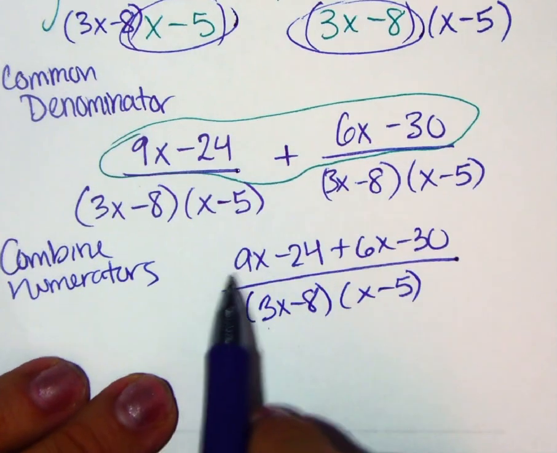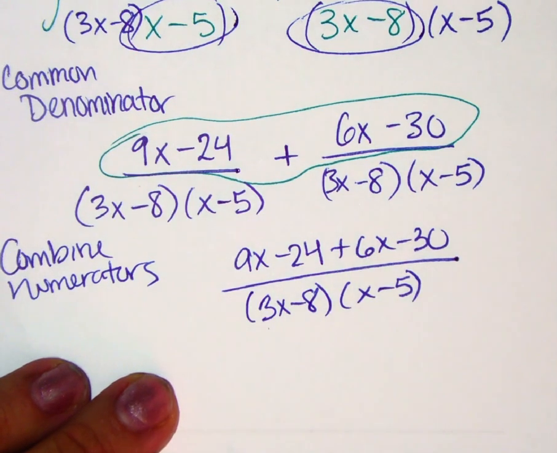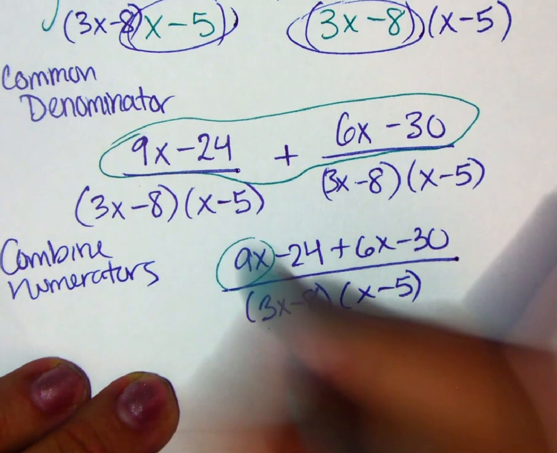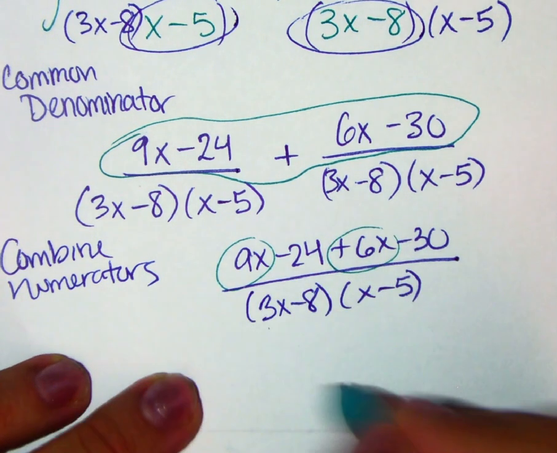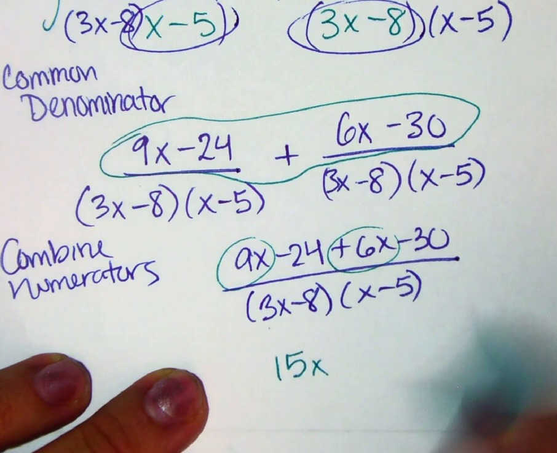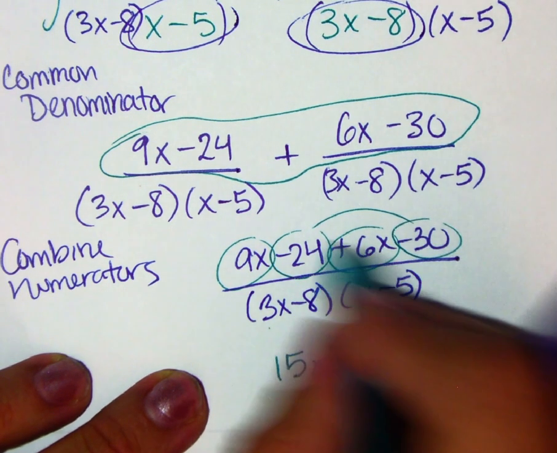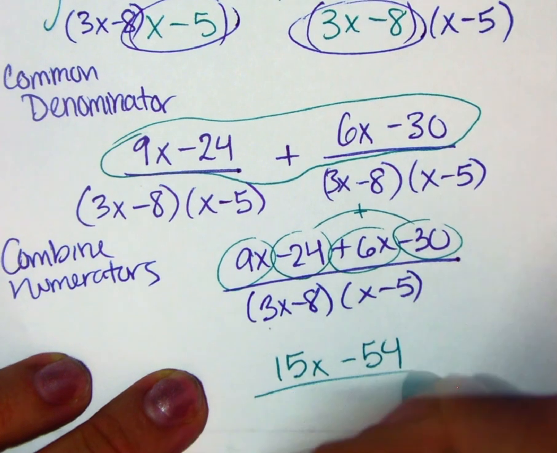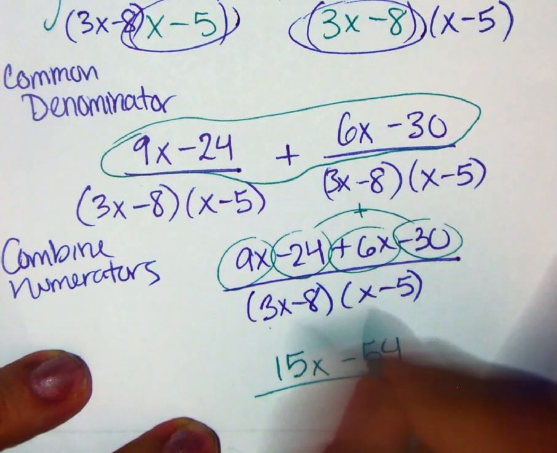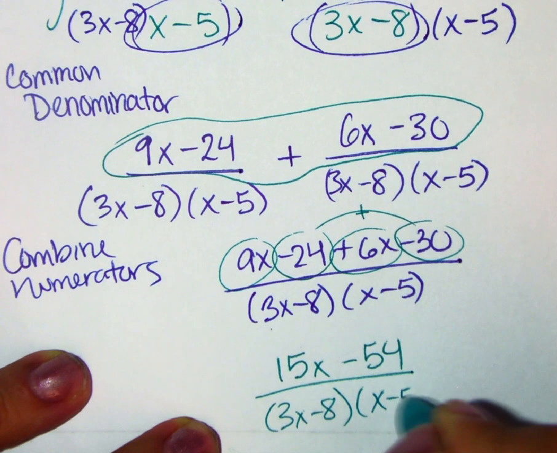The combining part needs to be simplified. So now you notice that you do have to keep going. You have to simplify by combining like terms. 9x plus 6x, that's going to give you 15x. And negative 24 plus negative 30, that's going to be negative 54. That's over the binomials of 3x minus 8 times x minus 5.